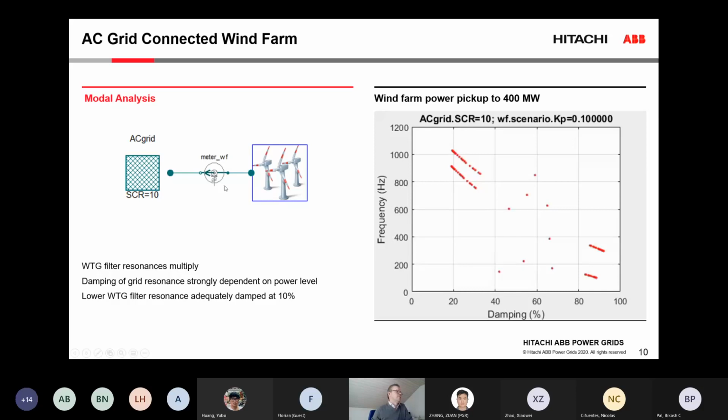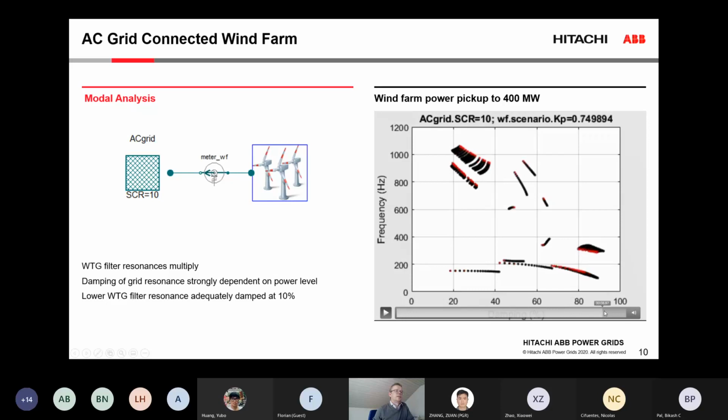And we will now make an experiment. What you see on the picture here, we have a very low production. So if I slide here, I will increase the production. And I go up here to full power. And we see here that particularly the grid resonances that are here, they move, so they get worse damped.